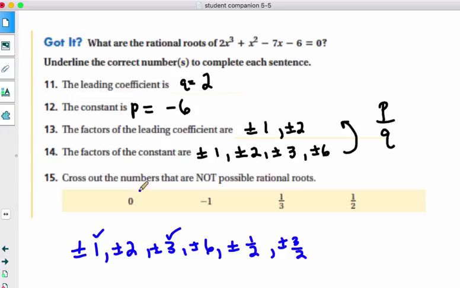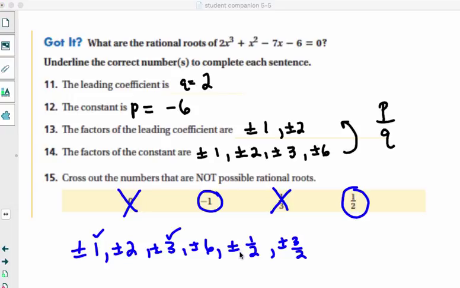So definitely the graph cannot cross at 0. -1, yes it could. 1/3, I don't think so. And 1/2, yes it could. All right, that's a big bunch of theorems. I'm going to take you on to part 2 soon.